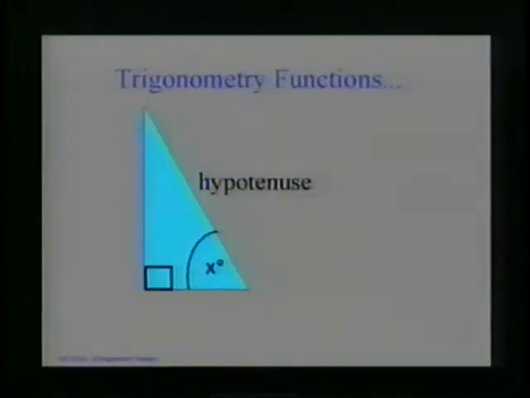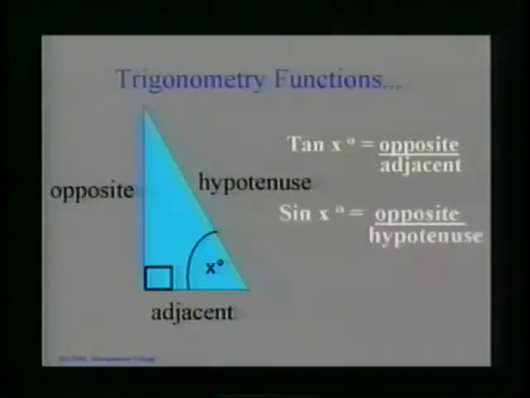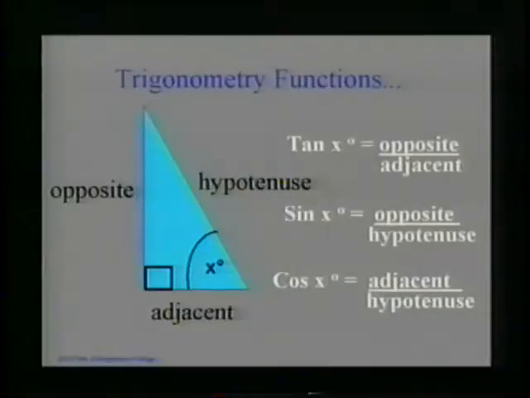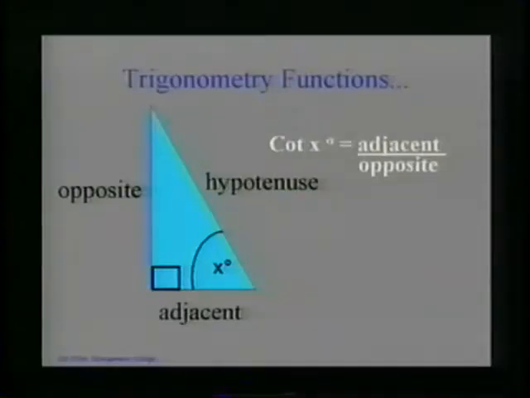Remember your trigonometry. Basically, you're supposed to know this is the hypotenuse. If x is the angle, then this is the opposite leg, and this is the adjacent leg. The tangent is the opposite over the adjacent. The sine is the opposite over the hypotenuse. You know all this. And the cosine is the adjacent over the hypotenuse. The cotangent is the adjacent over the opposite.